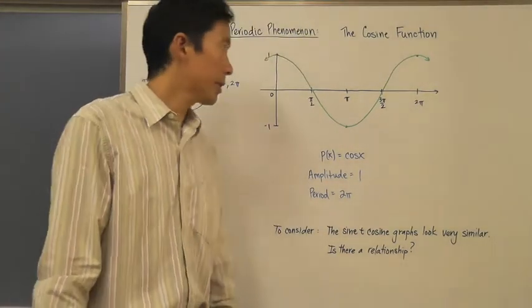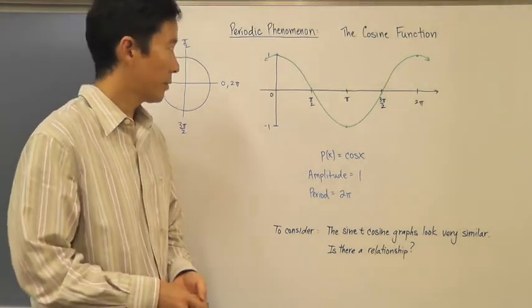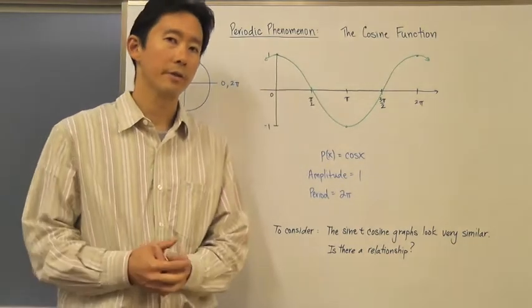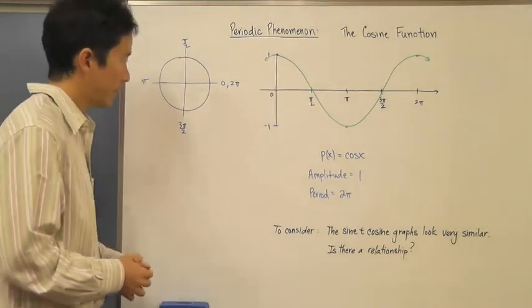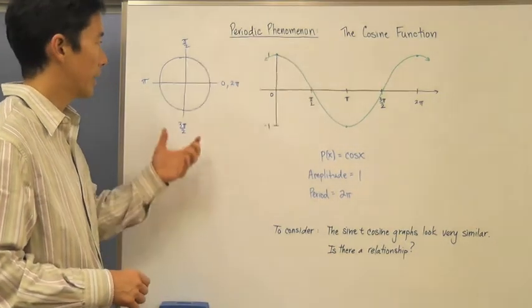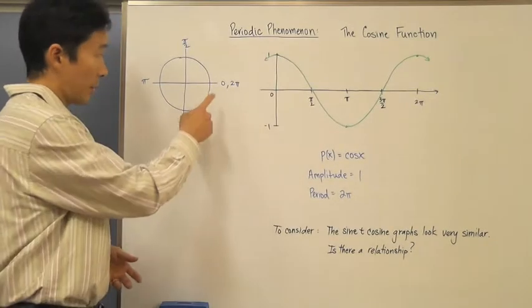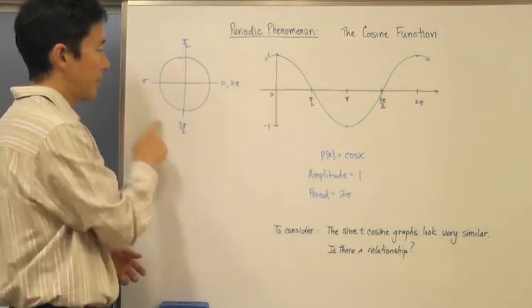Okay, let's continue with our discussion of periodic phenomena, and we're going to move from the sine function to the cosine function. Now remember, everything that we deal with regarding the values of sine and cosine is ultimately dependent upon the unit circle. So here we have 0 radians, pi over 2 radians, pi radians, 3 pi over 2 radians, and 2 pi.